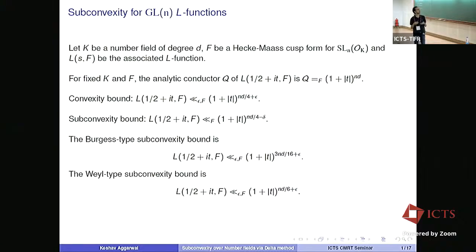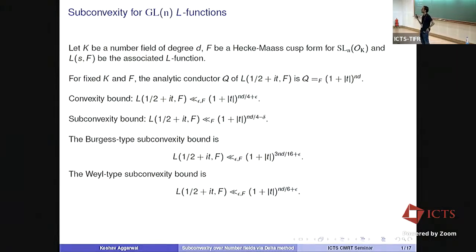So what's the Weyl bound? There are two major milestones that do appear again and again, and breaking those milestones happens to be quite hard. One is the Burgess type subconvexity bound, where the exponent is 3/16 of this conductor. And the Weyl type bound, where it is 1/6. Both, you can see, are less than 1/4.